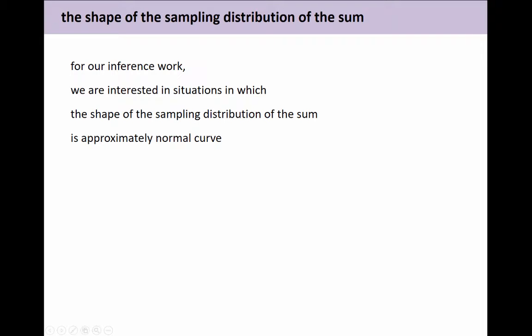When we want to look at the shape of a sampling distribution of the sum, one of the things for our inference work in a very introductory course is that we are interested in situations in which the shape of the sampling distribution of the sum is approximately normal curve. Yes, that's a big limitation, and it's something that in practice we're going to need to check, but that's where statistical theory started in the 1920s, and that's where we're going to start.